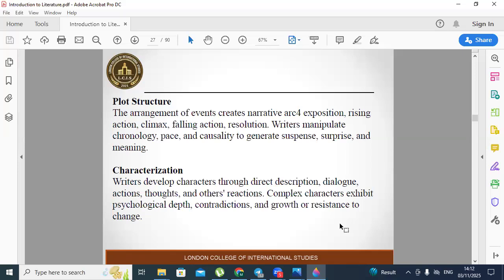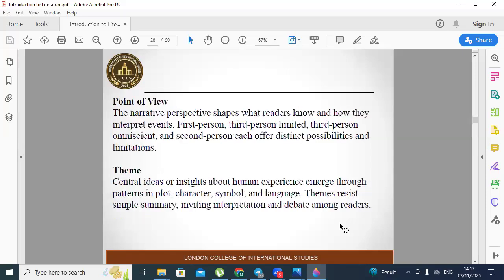They have contradictions. Someone can be brave in one situation and cowardly in another. They have the capacity for growth or resistance to change. Flat characters serve simple functions, while round characters feel like real people with interior lives. Point of view: the narrative perspective fundamentally shapes what readers know and how they interpret events.